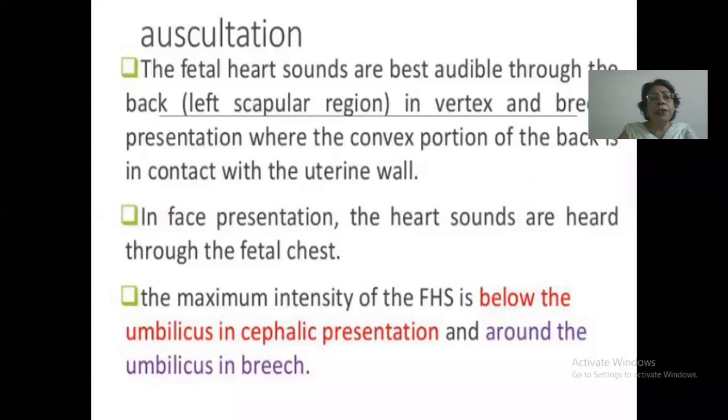Now, on auscultation, the fetal heart sounds are best audible through the back, that is the left scapular region of the fetus, in vertex and breech presentation, where the convex portion of the back is in contact with the uterine wall. In face presentation, the heart sounds are heard through the fetal chest. The maximum intensity of fetal heart is below the umbilicus in cephalic presentation and around the umbilicus in breech presentation. You can imagine, according to the position of the heart in each of these presentations, the maximum intensity will be heard there only.